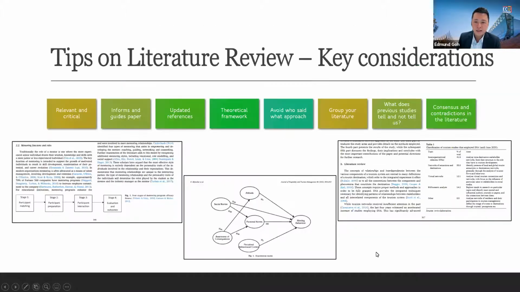The next one is about your lit review. And it's quite interesting. When we look at lit review, I spend lots of time doing my lit review because of going through past studies in this area.